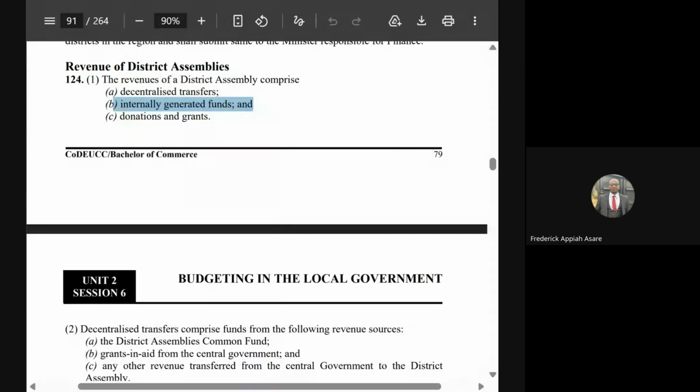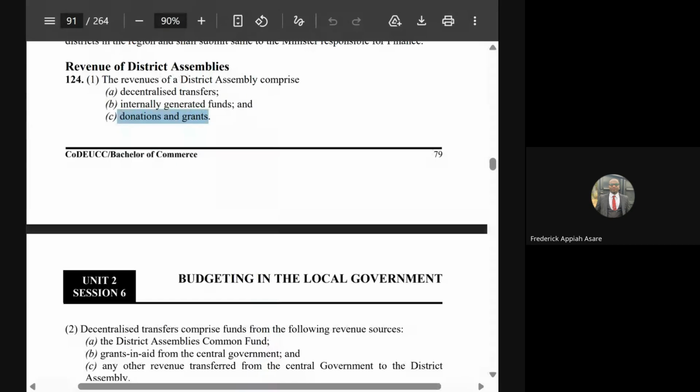They can decide to buy anything that they want. Sometimes even fines: when you have an issue, when you go to the district court and they fine you, the amount that you pay also falls under the internally generated fund.